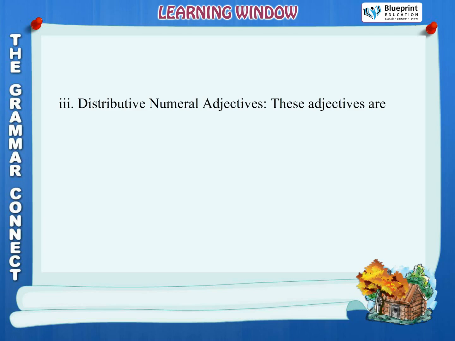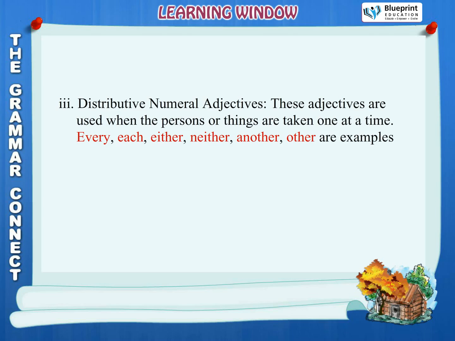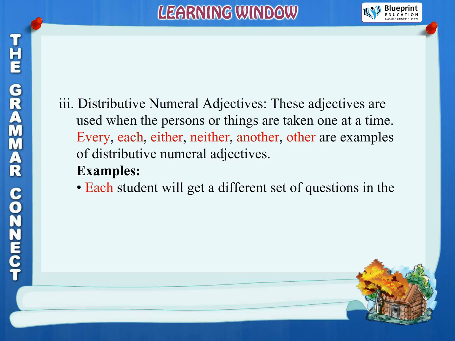3. Distributive numeral adjectives. These adjectives are used when the persons or things are taken one at a time. Every, each, either, neither, another, other are examples of distributive numeral adjectives. Examples: Each student will get a different set of questions in the test. Neither proposal was accepted by the management.